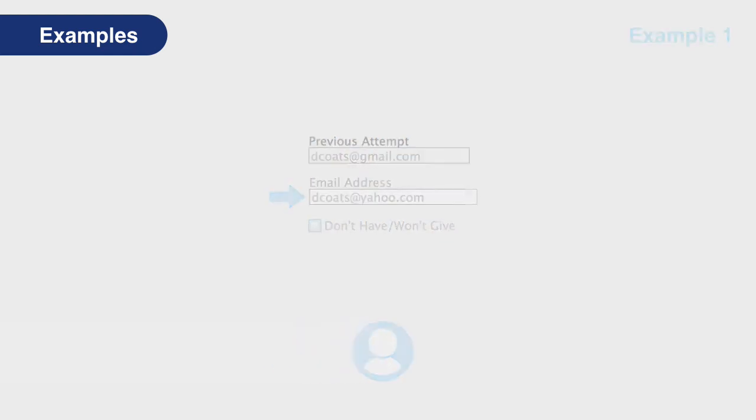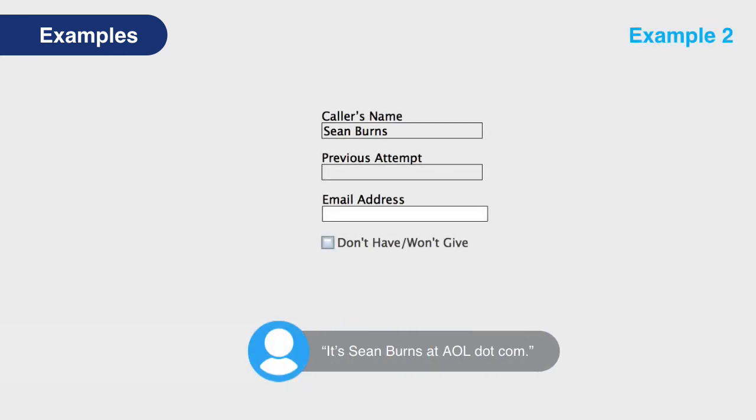dcoates@yahoo.com. It's Sean Burns at AOL.com. Although there are several ways to spell Sean, the name field displays the caller's name as Sean Burns, so use the provided spelling of Sean.